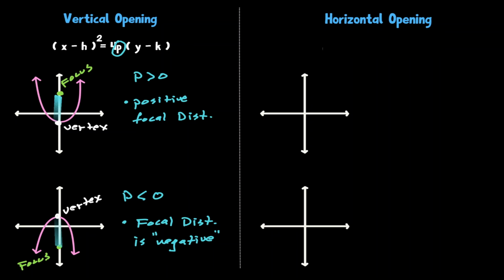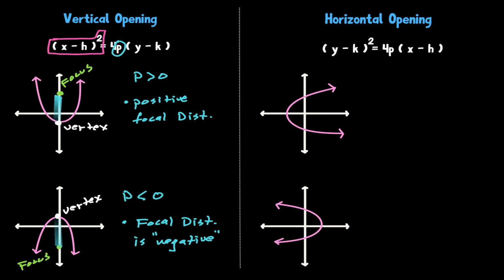If we have a parabola that is either opening to the right or opening to the left, we have to use a different equation. And when we compare both equations side by side, the only difference is which variable is getting squared. For a vertical opening, the variable x is getting squared. And for a horizontal opening, the variable y is getting squared. And what's going to determine the direction? The focus as well.